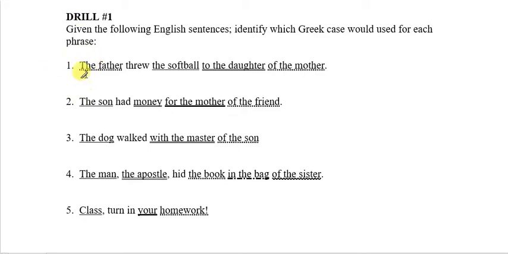And here we have the first underlined word of the sentence. Well, let's read the whole sentence. The father threw the softball to the daughter of the mother. So we have some pretty obvious things here. The first obvious thing is a verb is the word threw. It's past tense, of course. And so we would expect a subject to go with the father.